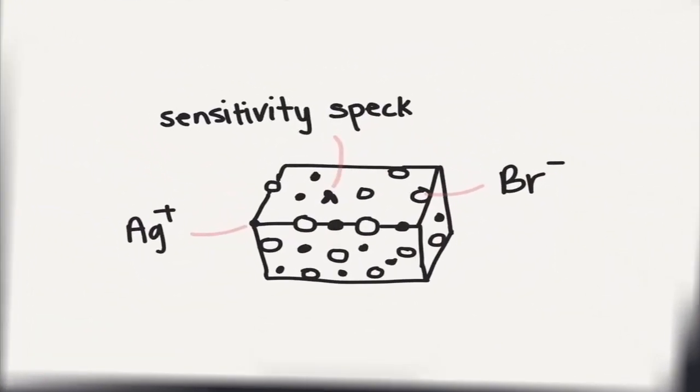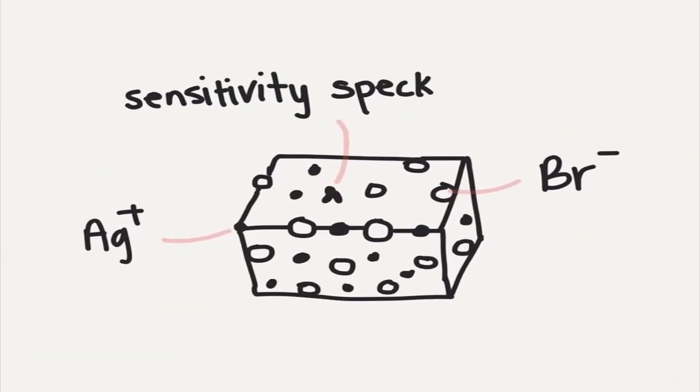The suspended silver halide crystals are crystalline and cubic in structure and contain silver ions, halide ions, which in this case are bromide ions, as well as sensitivity specks, which are impurities such as silver sulfide. Impurities are important because they play a role in trapping light energy. If the crystal was a perfect structure, there would be no reaction.